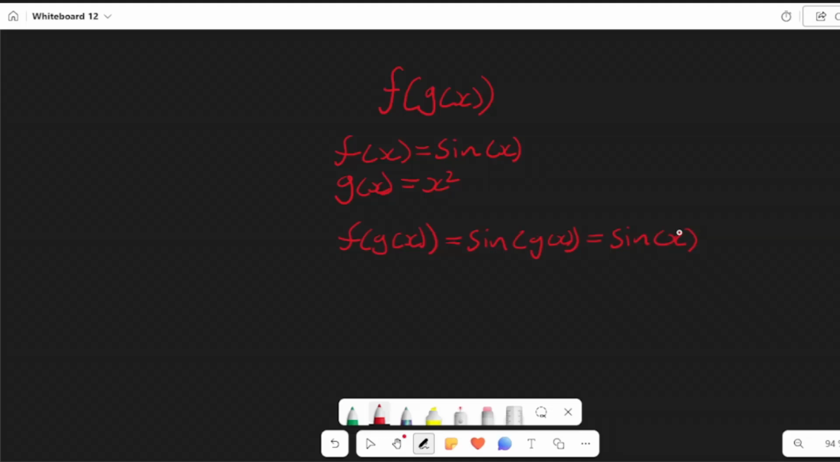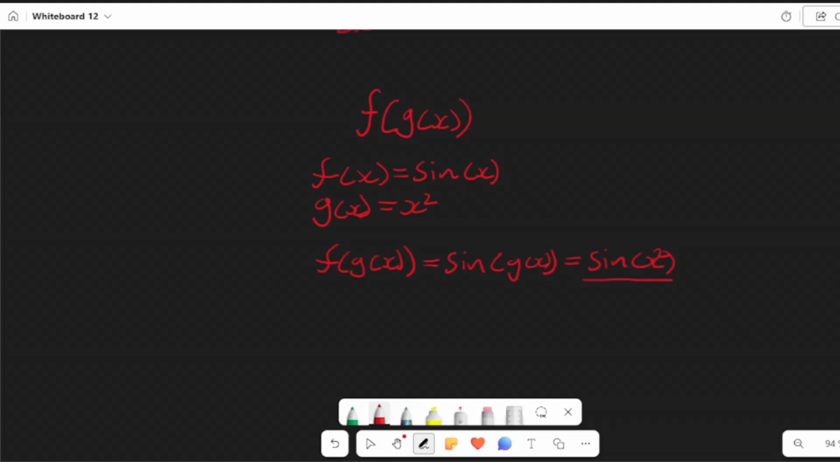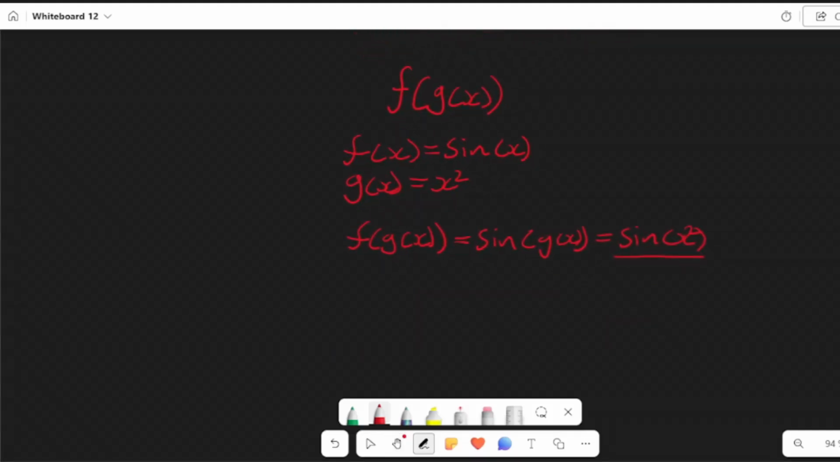I forgot the 2 there, but let's say we have this inscribed function right here, sine of x squared. How would we derive this function? Well, we can't start off with any of the rules that we currently know, basically the power rule or something like that.